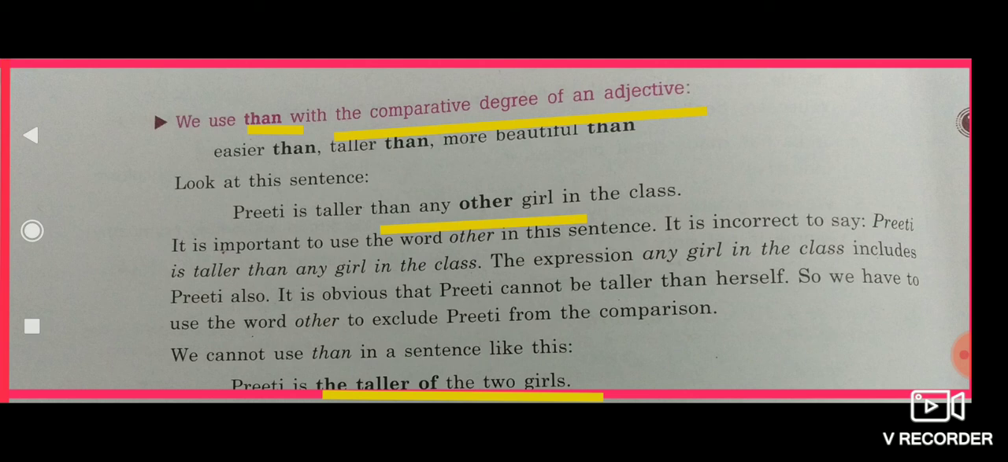We can't use then in a sentence like this, Preeti is the taller of the two girls. So here taller is itself comparative degree. Here we need not write then word.